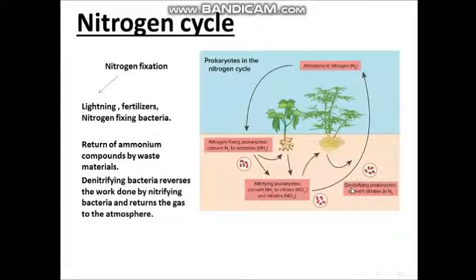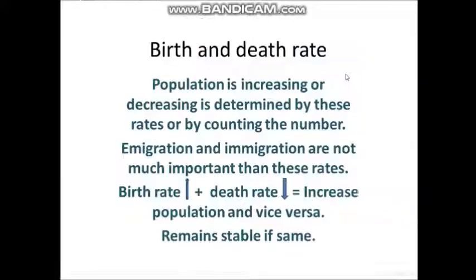Now one more bacteria is present, called denitrifying bacteria. See, the nitrogen that was coming from the atmosphere has been used by plants. Now it is time for us to return that nitrogen. To return that nitrogen, we have denitrifying bacteria. Denitrifying bacteria reverse the work done by nitrifying bacteria, which means that they remove oxygen from the nitrites and nitrates and convert them back into nitrogen gas, which is returned to the atmosphere.